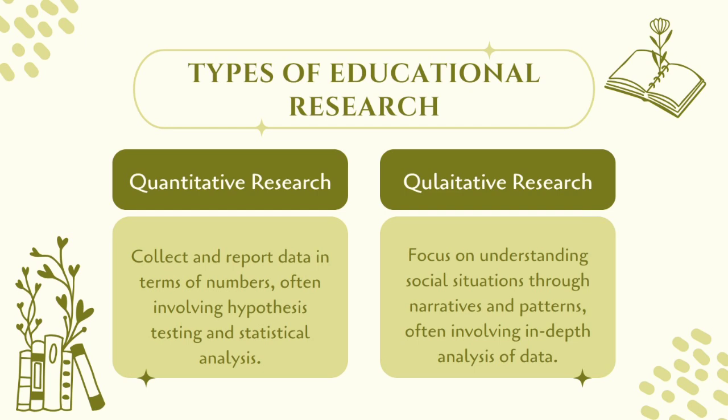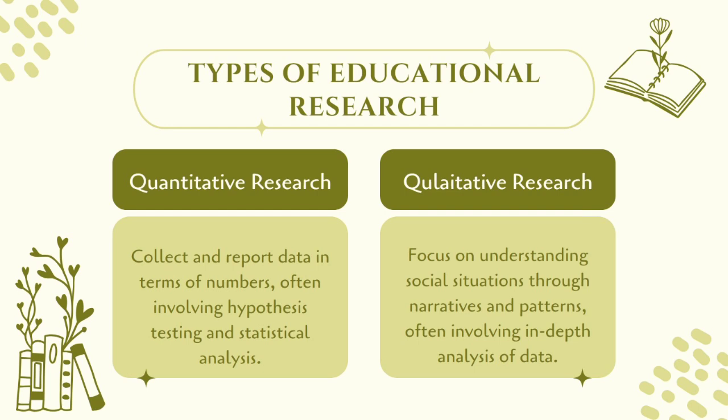And now we are going to move to types of educational research. There are two types of educational research. The first one is quantitative research methodologies and the second is qualitative research methodologies. So, what is quantitative research methodology? This research collects and analyzes numerical data to test hypotheses, identify patterns, or make predictions. It often involves experimental designs, surveys, or correlational studies.